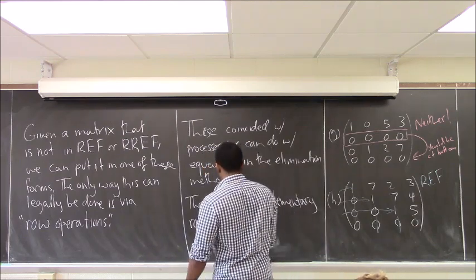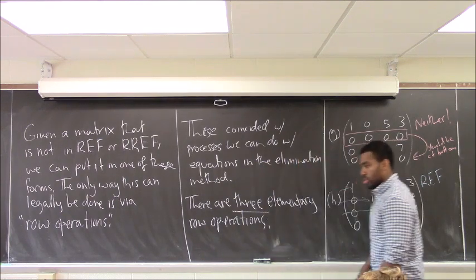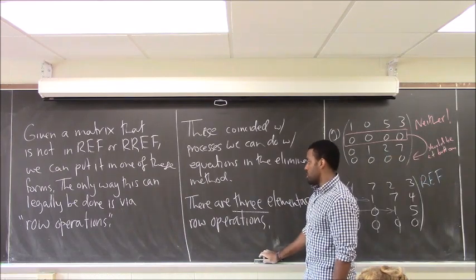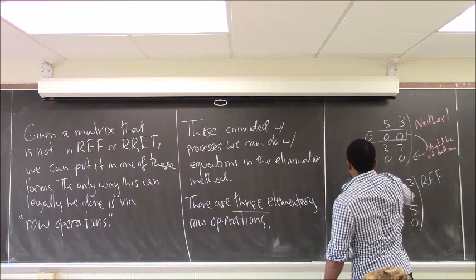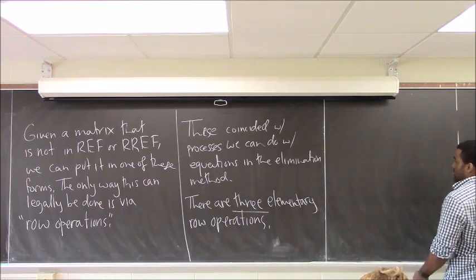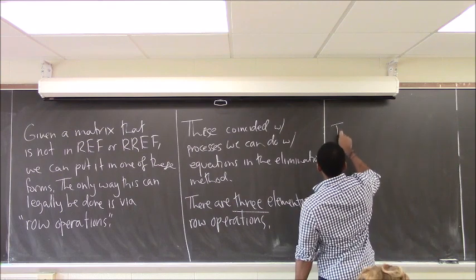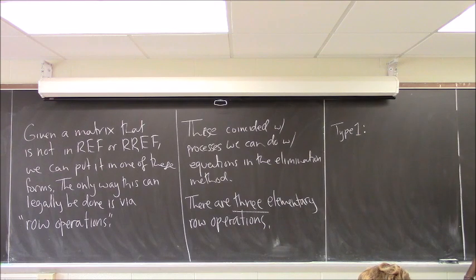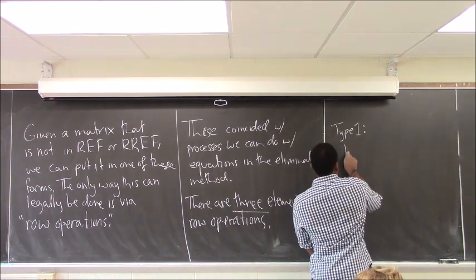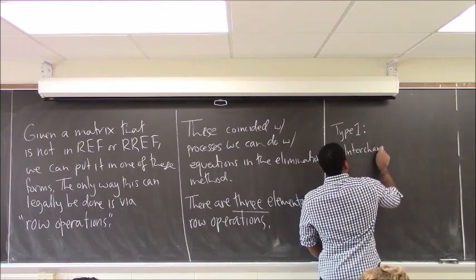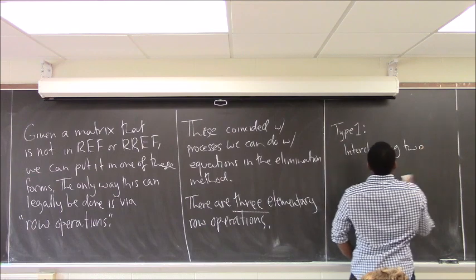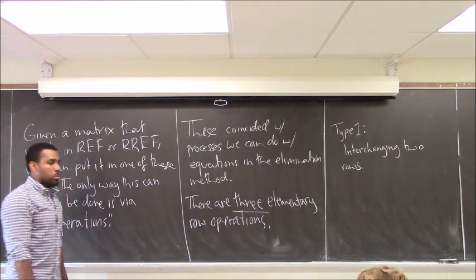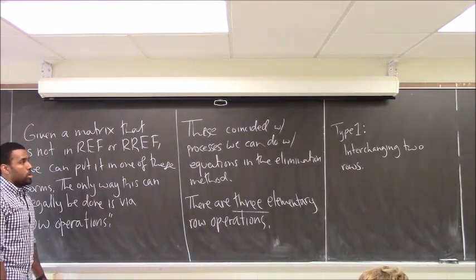When it's all said and done, there are three things you can do legally when you are trying to take a matrix that's not in one of these forms into one of these forms. They're called row operations. There are three types. Type 1 is called interchanging two rows. This is a thing you can do to manipulate a matrix at any given time.